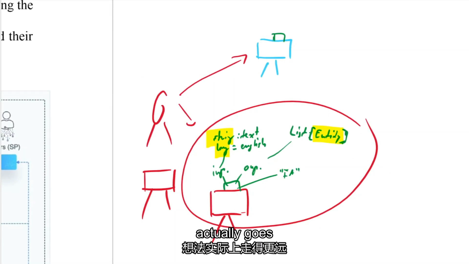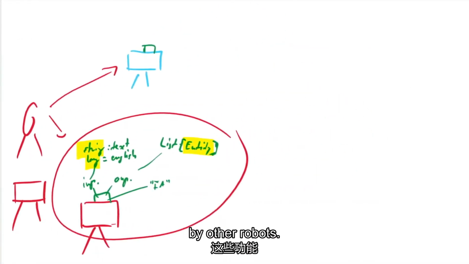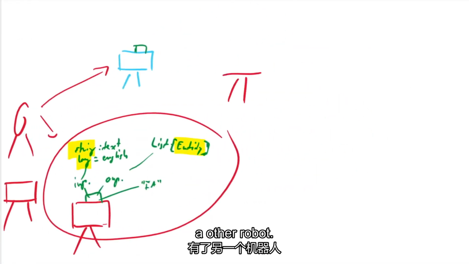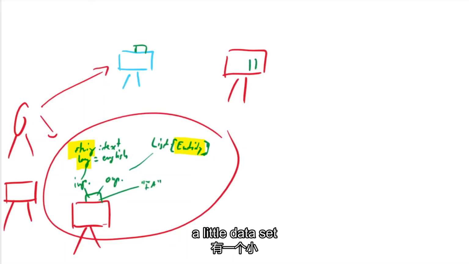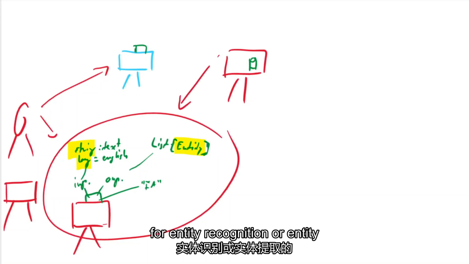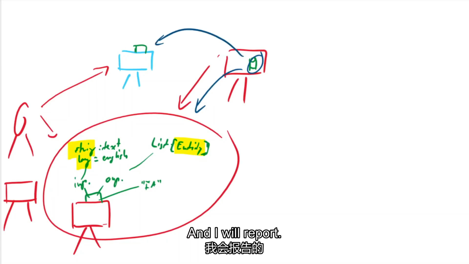The idea of SingularityNET actually goes further because this is not only callable by humans, this is also callable by other robots. So here I have another robot, and this is a special robot, an evaluator robot. It has a little data set inside of it, and it does nothing else but scan for new AIs on the network that implement a certain API. It will recognize, this is the API for entity recognition or entity extraction. I will simply run my test data set against it, and against this one, and so on, and I will report.